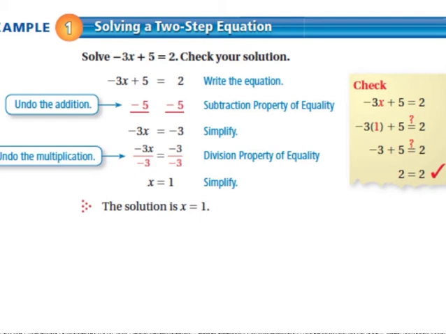Now we still have to isolate the variable x, and we do that by dividing both sides by negative 3. And negative 3 divided by negative 3 is 1. The solution is x equals 1. And you always want to take that solution, plug it back into your problem, and check your work.